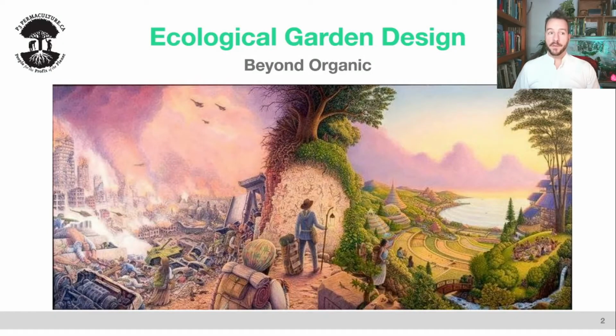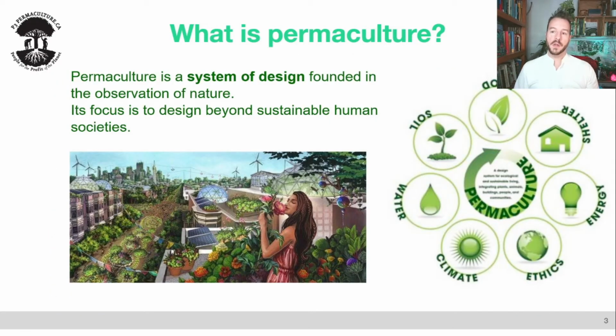So we'll begin first by looking at what is permaculture, because permaculture is the kind of worldview, the design science that we use at P3 Permaculture to be able to teach and understand whole ecosystems and how to then apply that to the design problems that we face. And so permaculture, first of all, is a system of design that is founded in the observation of nature.